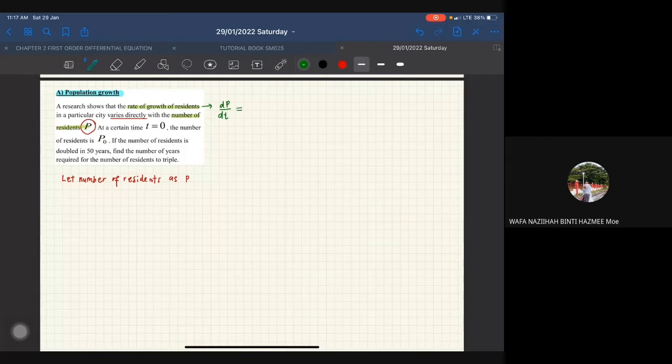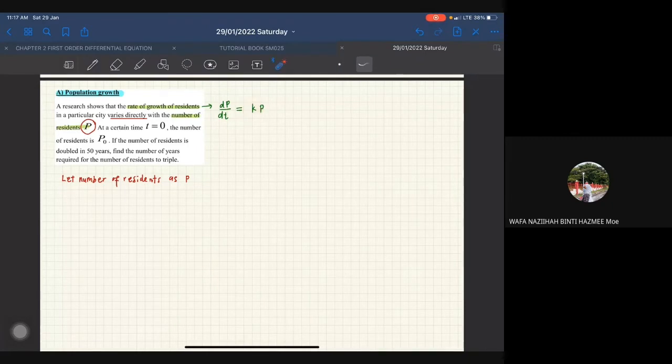So dekat situ dia cakap dia varies directly with the number of residents P. So maksudnya bila number of residents kita berubah, bila dia increase ke, let's say, so kita punya rate of growth of residents pun akan berubah. So dia akan change bersama-sama. Okay, so dia varies directly. Okay, so cara untuk kita tulis ini adalah dp dt is equal to kp. Okay, so k ni adalah constant.